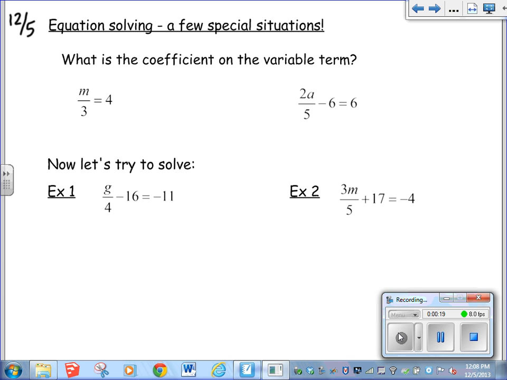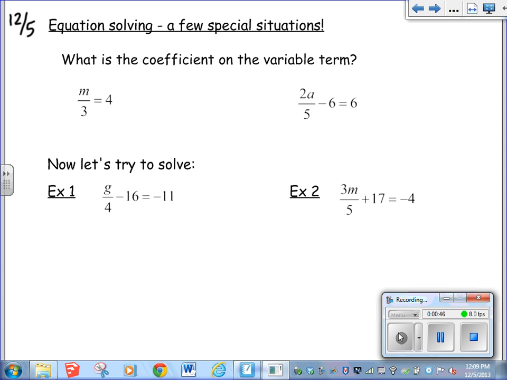What is the coefficient on the variable term? This is an important idea to help you to understand equations when they're written in a little different format. All right, so write down this equation. It's a simple one, I know. M over 3 equals 4, which means M divided by 3 equals 4. I know probably most of you know what the solution to that is right away. What is the solution to M divided by 3 equals 4?